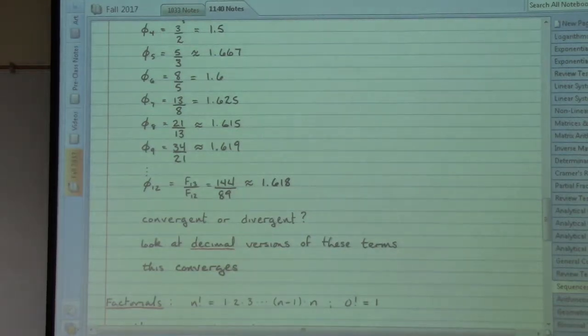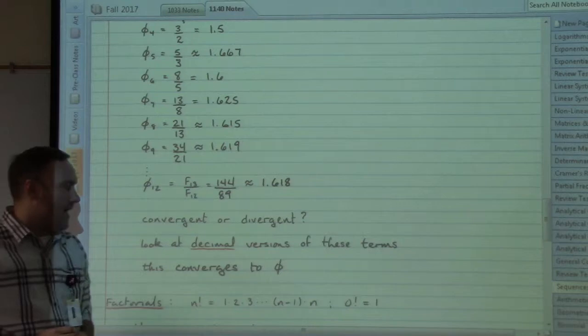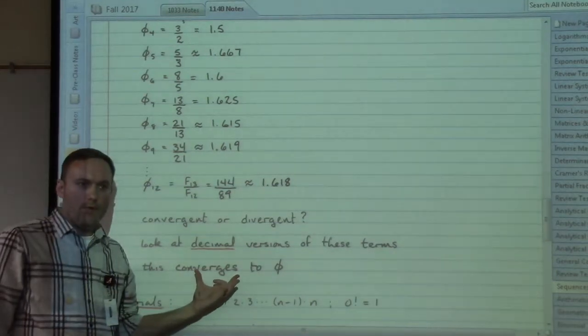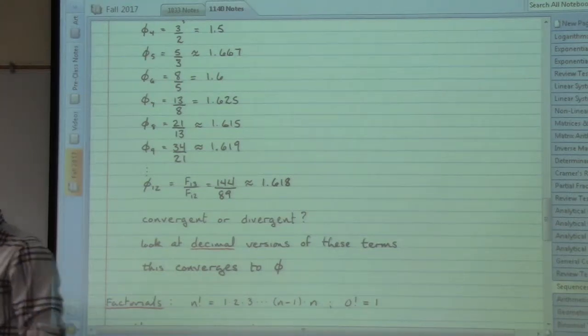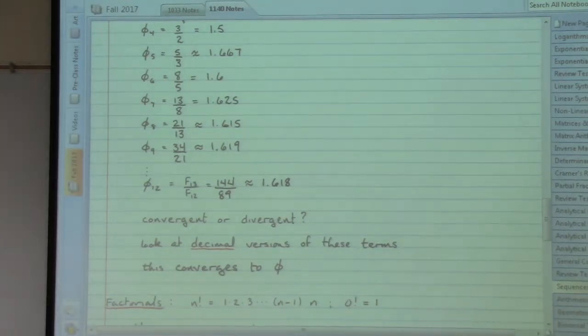And it does. What we actually have going on here is a special number that is the number that we're converging to. And that particular special number is represented by the Greek letter phi, and that is referring to something that you may have heard before. The golden ratio.